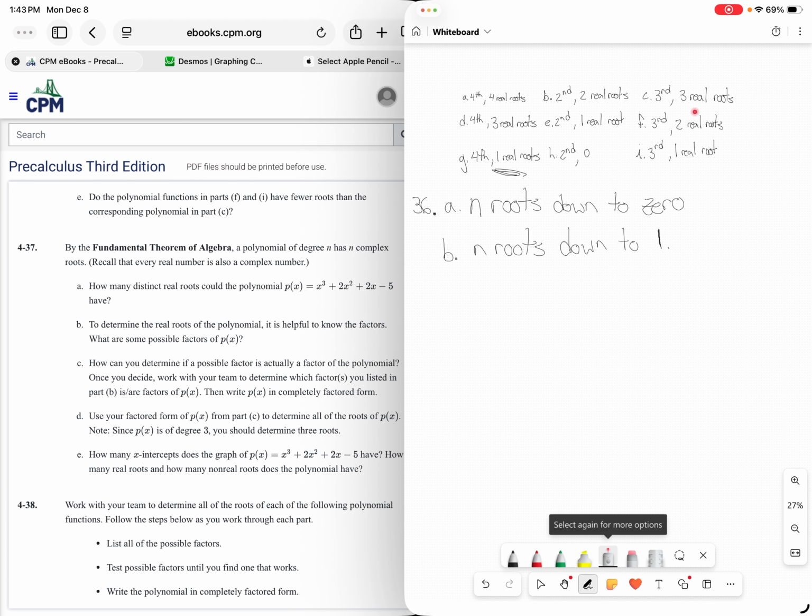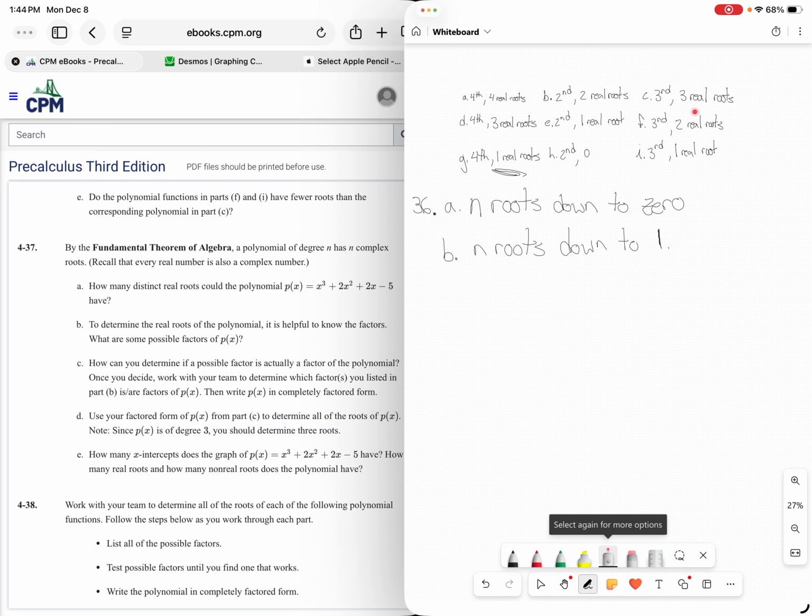So then 37 says this, by the fundamental theorem of algebra. Okay, well, what is that? Fundamental theorem of algebra says a polynomial of degree n has n complex roots. Now recall, right, a complex number is a real number or an imaginary number. So your degree tells you how many solutions you have. Now, they could be imaginary. That means they're not going to show up on a graph.